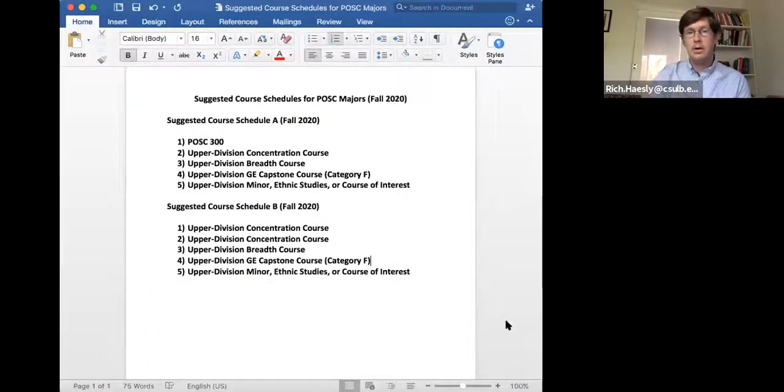So let me show you the sample schedule that we're thinking of. We actually have two of them. They're very similar. For those who are going to take 15 units in the fall semester, we suggest that you build around Poli-Sci 300 in suggested course schedule A. Build your semester on Poli-Sci 300. It's required for everyone, so we're asking you to think about taking that.